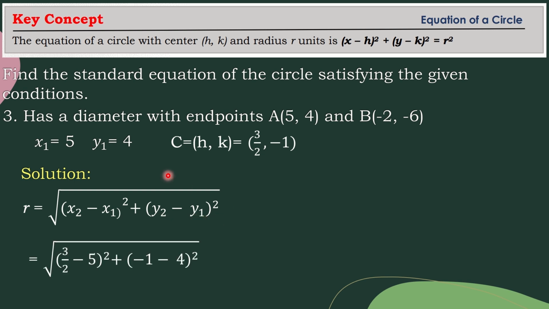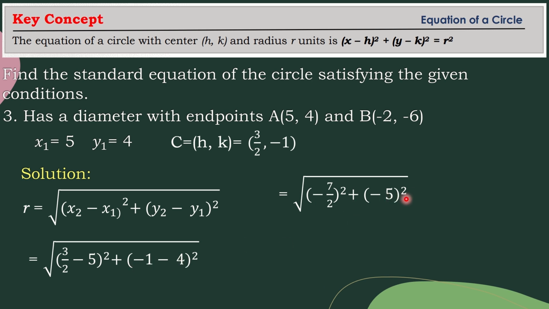Your x sub 2 is 3 halves minus your x sub 1. Your x sub 1 is 5 and then squared plus your y sub 2 is negative 1 and then minus 4 as your value of y sub 1 and then squared. So let's simplify. So the difference of 3 halves and 5 is negative 7 over 2 and then squared plus the difference of negative 1 and 4 is negative 5 and then squared.